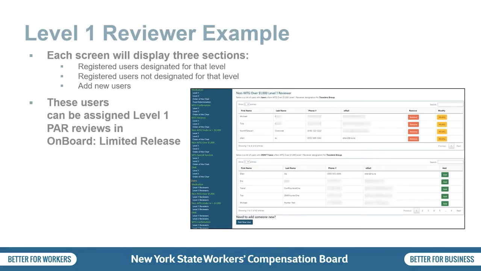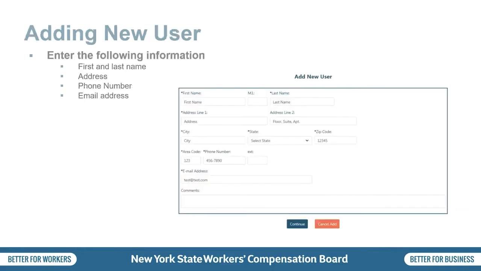Next, you will see registered users who are not designated for Level 1 reviews. You can select Add for any of these users, and they will be added as a Level 1 reviewer for non-MTG over $1,000. And lastly, at the bottom, you will see a button to add a new user. To add a new user, you will just need to enter the required information: first and last name, address, phone number, and email address.